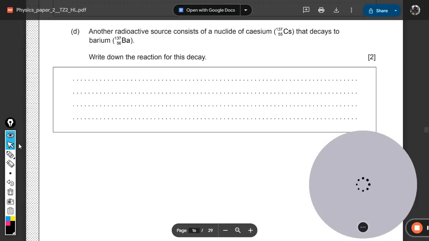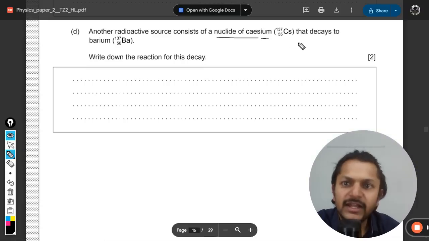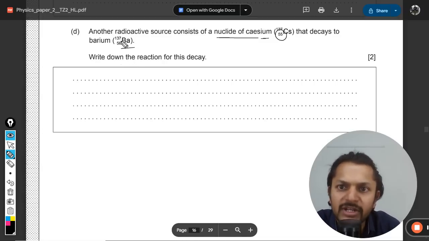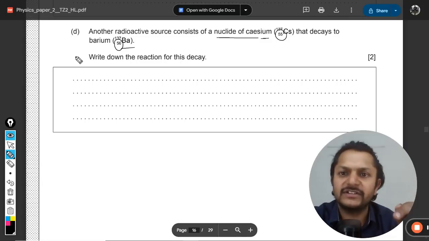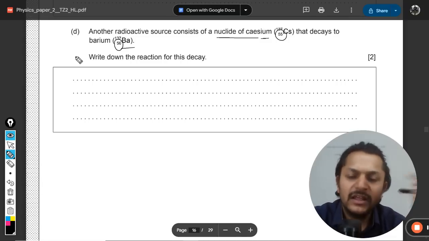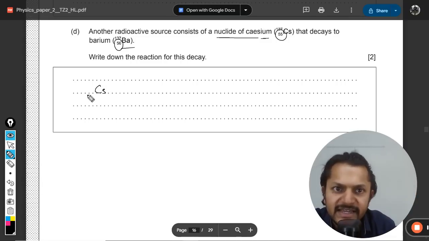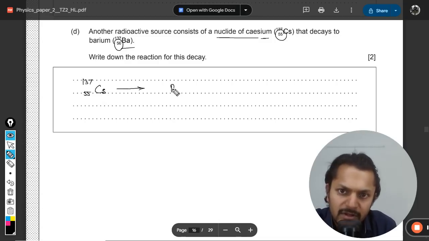Another radioactive source consists of the nuclide of cesium that decays into barium. Write down the reaction. So first of all, we will see that the atomic number increases from 55 to 56. It means that it is beta minus. Beta minus means that this is Cs 55 137. It is converted into barium. Atomic number increases by 1.